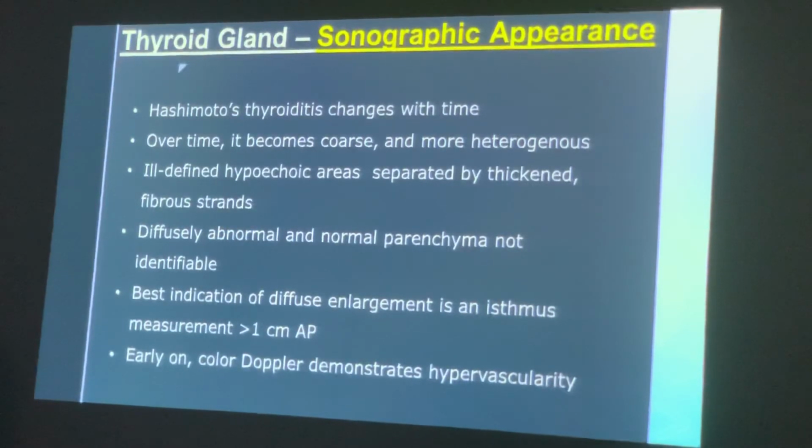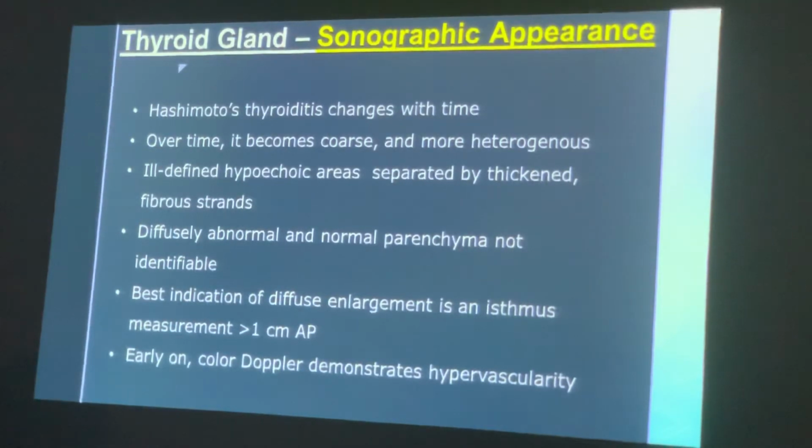If your AP, I forgot what mine was. I don't think it was 1. I think it was like 0.5, but it looked big. So imagine what a 1 centimeter thickened thyroid isthmus would look like. It looks pretty big. It almost looks like you don't have an isthmus. It looks like it's all just a straight line across. I have an image of it later.